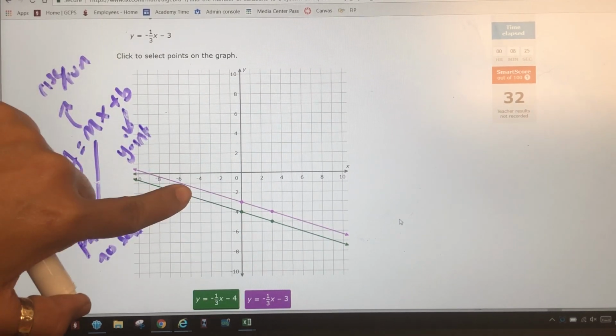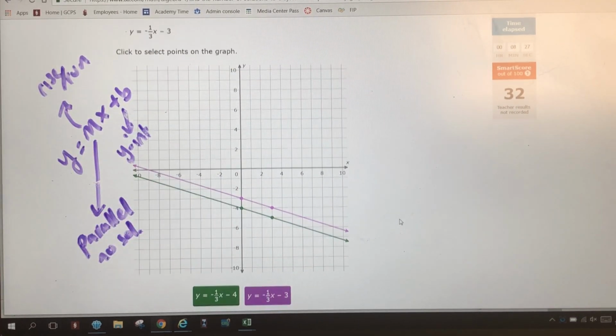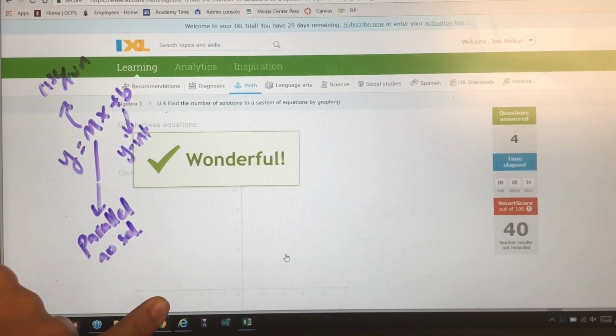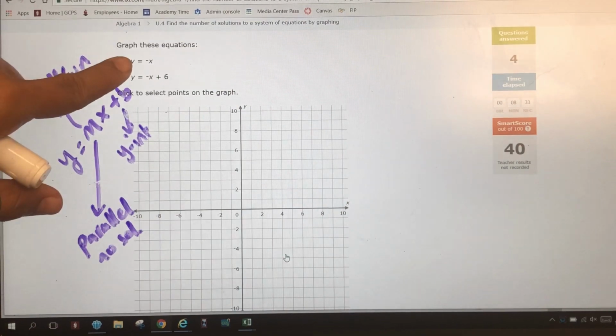All right, look at the 2 lines. They never meet, so what does that mean? It does not have a solution. Bam. All right. Oh, this is perfect.